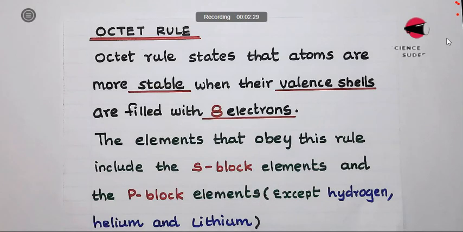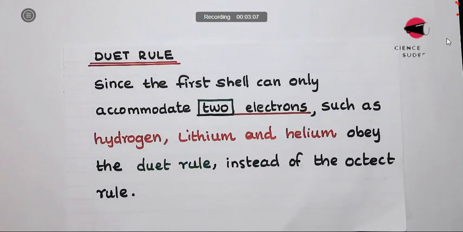The elements that obey this rule include s block elements and p block elements, except hydrogen, helium, and lithium. Since the first shell can only accommodate 2 electrons, hydrogen, lithium, and helium obey the duet rule instead of the octet rule. That is a special case in chemistry. So we have to consider hydrogen, lithium, and helium. They don't obey the octet rule.